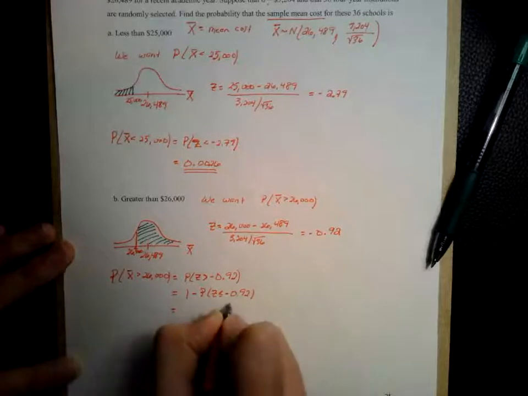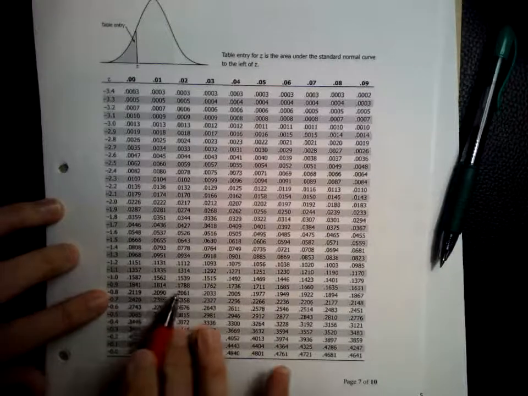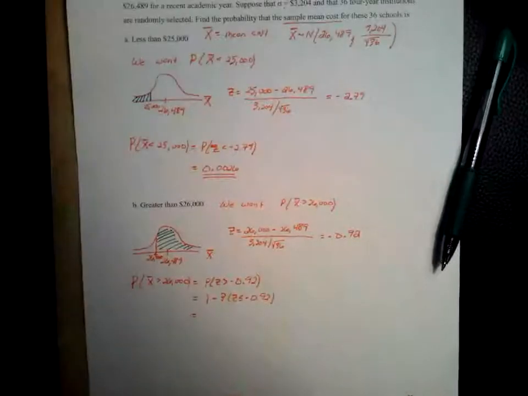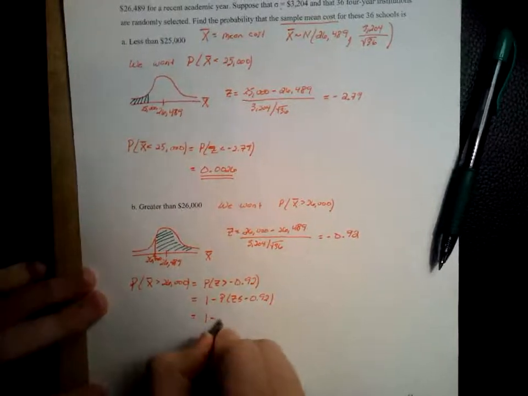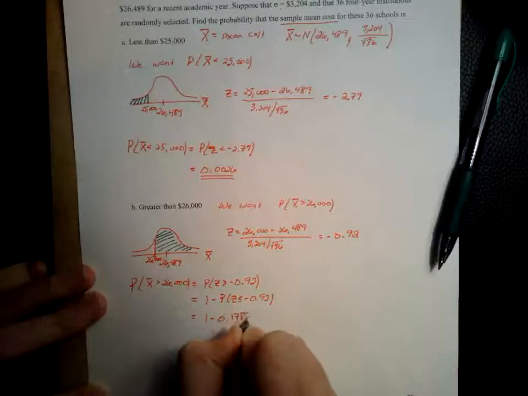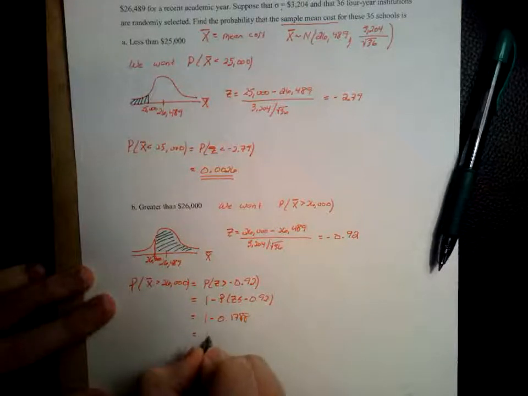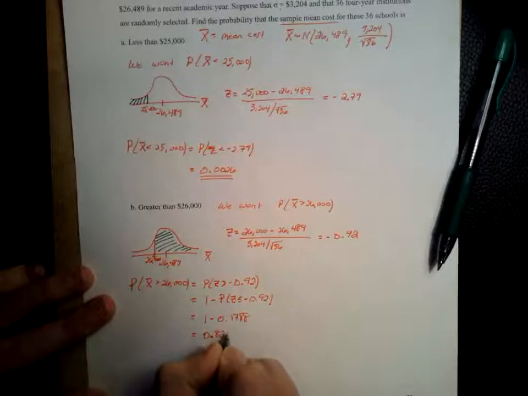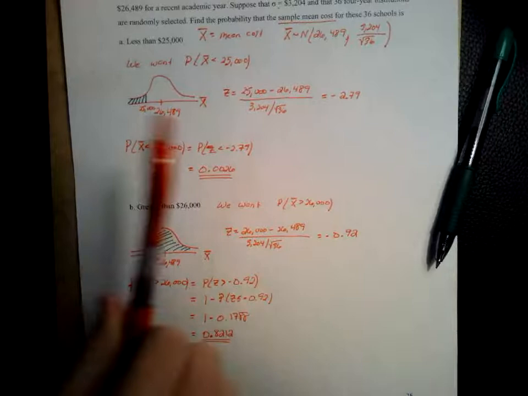And then if we look up this probability in the table, negative 0.92 is right here. That's 0.1788. Then our probability is equal to 1 minus 0.1788, and that gives us a final probability of 0.8212, and that is our final answer.